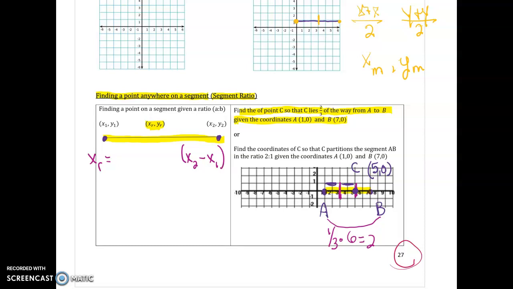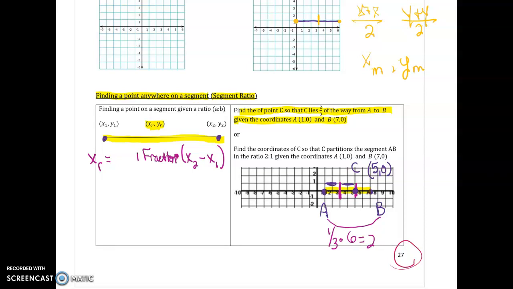I took that 6 and I took it times a third because I just wanted to see in picture form how far each third was. It was every 2 spots. This time we're actually going to use the actual fraction they give us. So I'm going to take that fraction amount and multiply it. It's kind of hard to squeeze that all in there, the fraction amount, and it's going to multiply, that's my multiplication dot, to that x2 minus x1.